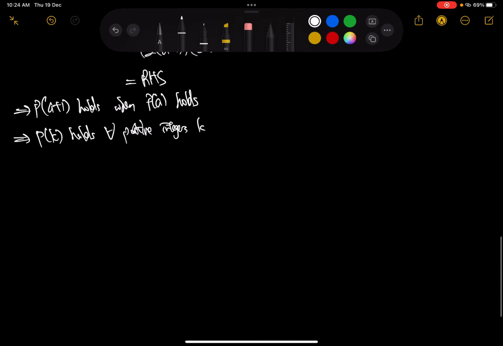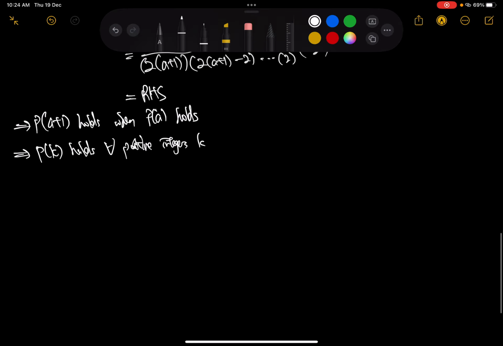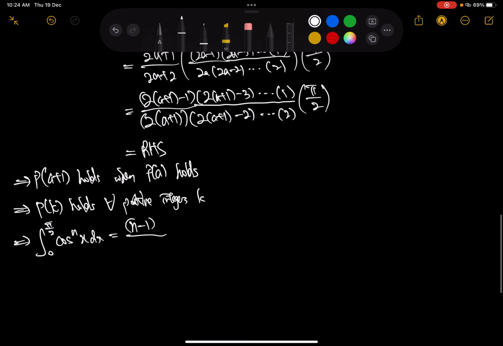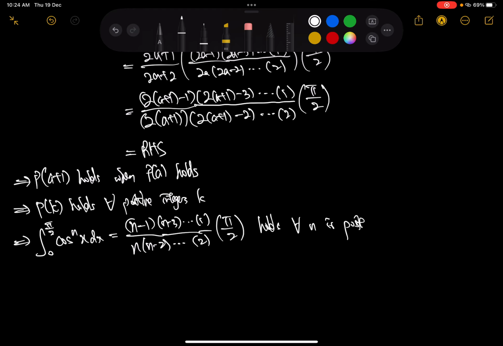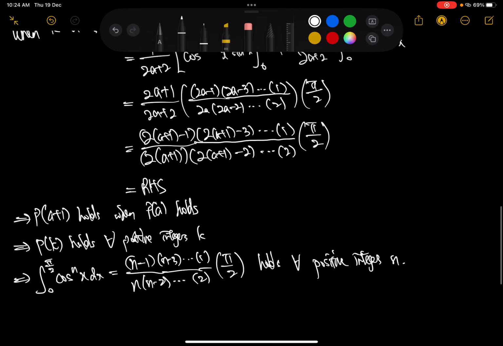Which is just naturals, I believe. Positive integers k, which implies the integral from 0 to pi over 2 of cosine nx dx is equal to n minus 1, this monstrosity of a fraction, pi over 2, holds, oops, sorry about the handwriting, for all positive even integers n, n is equal to 2k. And that's for part B.